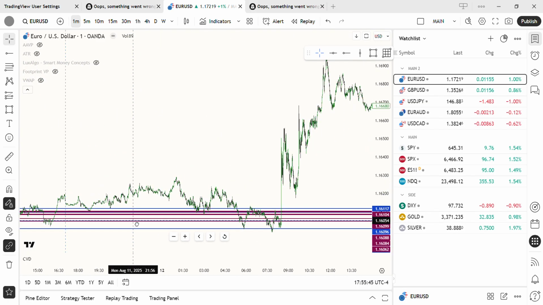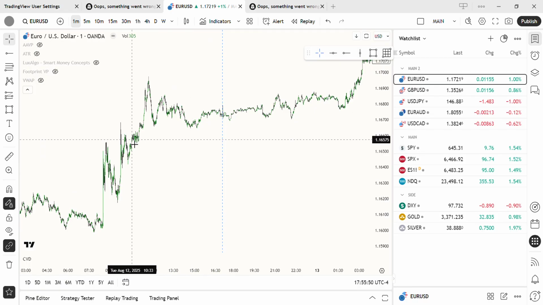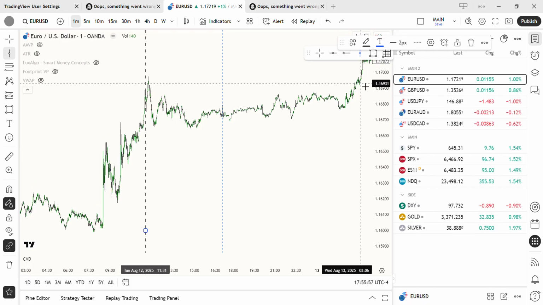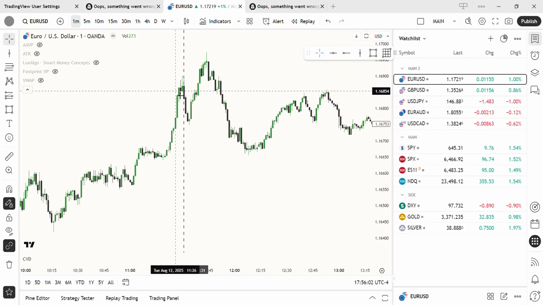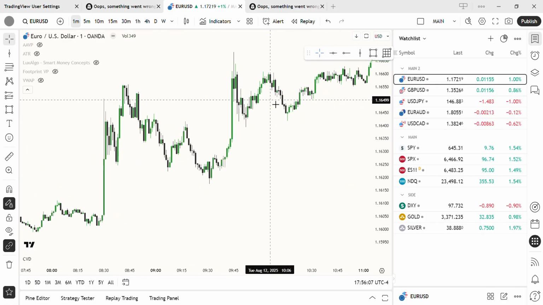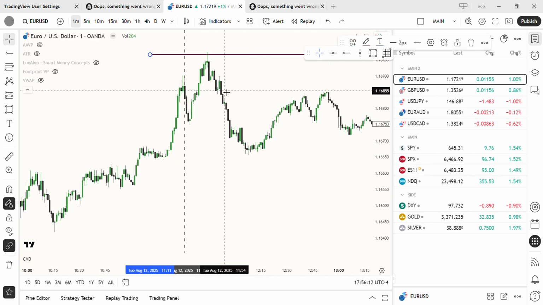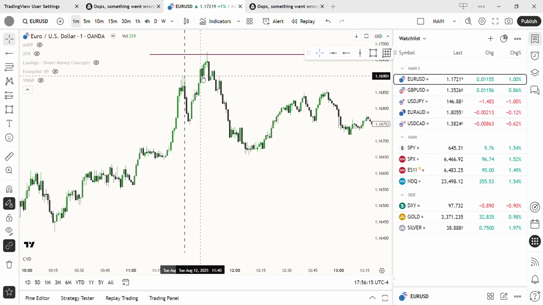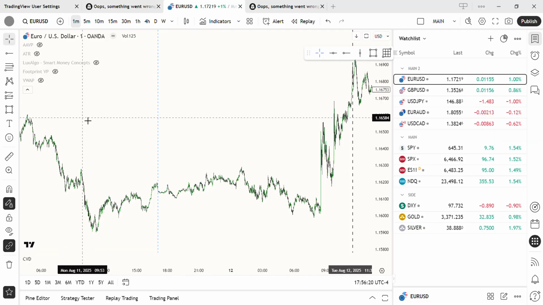Okay, so let me clear all these indicators or drawings. So 11:30, right here. So we're not exactly sweeping liquidity here, but we are creating a new high. So I'd consider this almost a liquidity sweep, because we created a high.